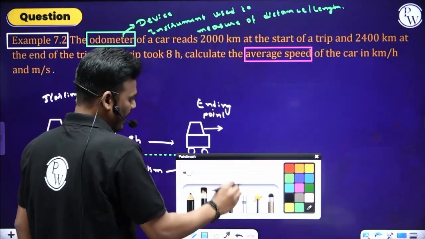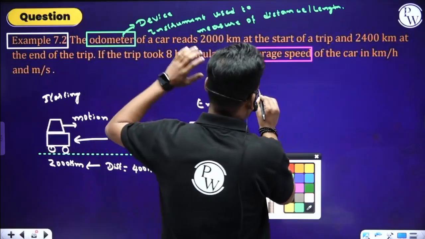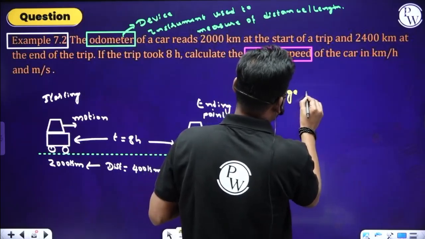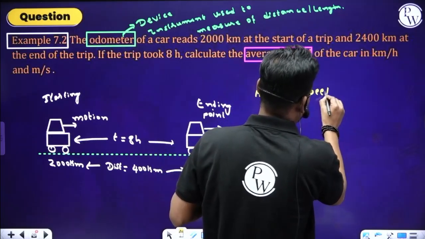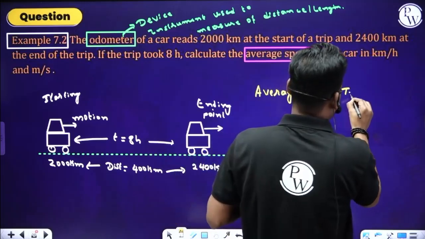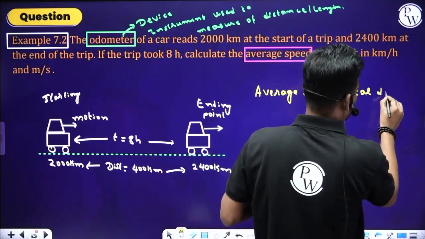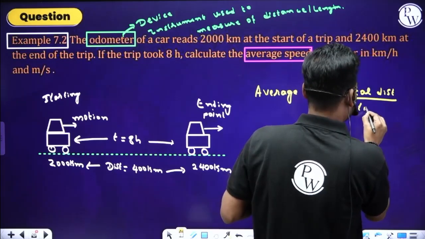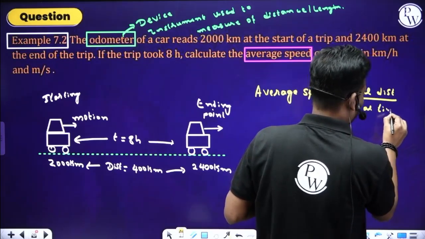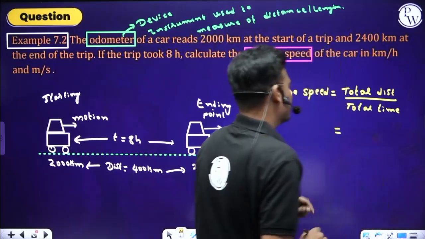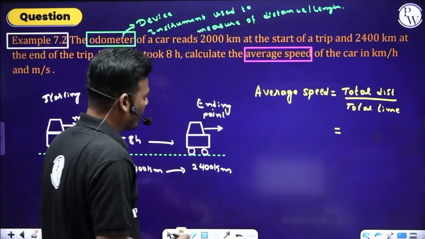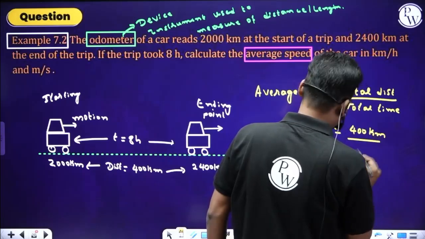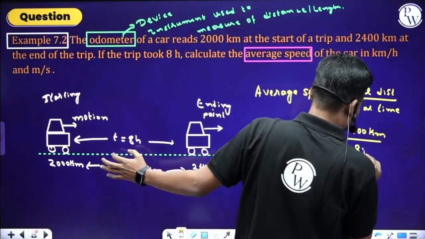Okay, so let's calculate in terms of kilometer per hour only. First one, average speed. Here no need to specify the direction, and by the formula it is the total distance divided by total time. So here total distance, how much? It is 400 kilometer. So 400 kilometer divided by time, which is 8 hours.